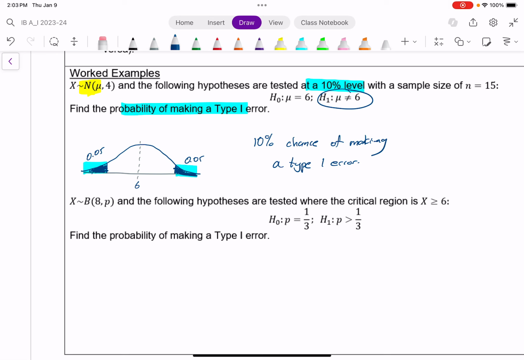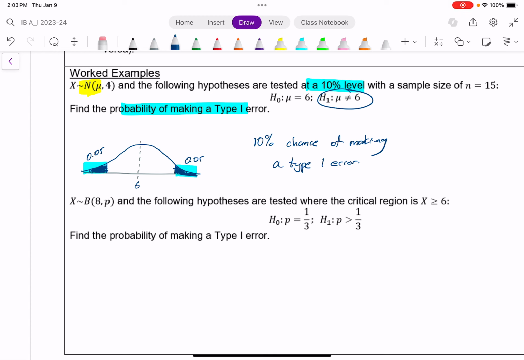So notice in this question, once we realized it was a normal distribution, nothing else actually mattered except the significance level. The fact the mean was 6 or not 6, the fact that it was a two-tailed critical region or not, didn't actually matter. All that mattered is if there's a 10% significance level, there is a 10% chance that we are going to be wrong in the end from our judgment.